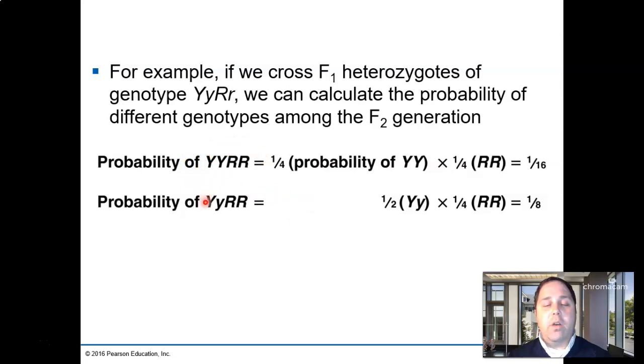If we want to know the probability of getting big Y, little y, heterozygous for Y, and homozygous dominant for R, we now have a half times a quarter, 1 out of 8.